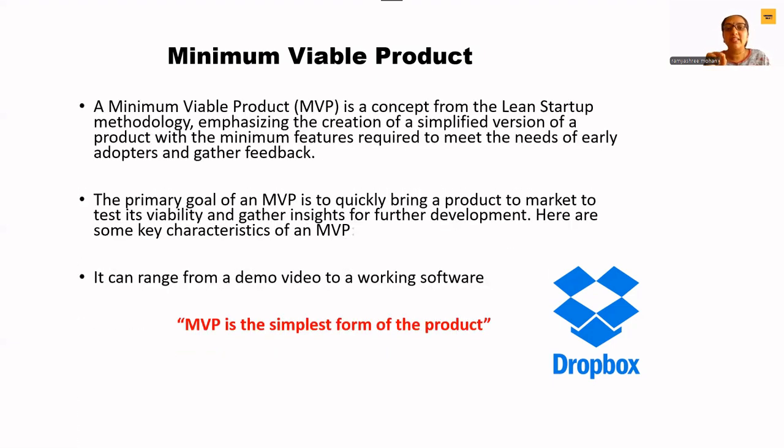A minimum viable product, or MVP for short, is a concept from the lean startup methodology, which emphasizes a simplified version of the product with the minimum features required to meet the needs of early adopters and gather feedback. For example, in our Lazada application, I'll show in the further slides, the minimum viable product can be one order, right?